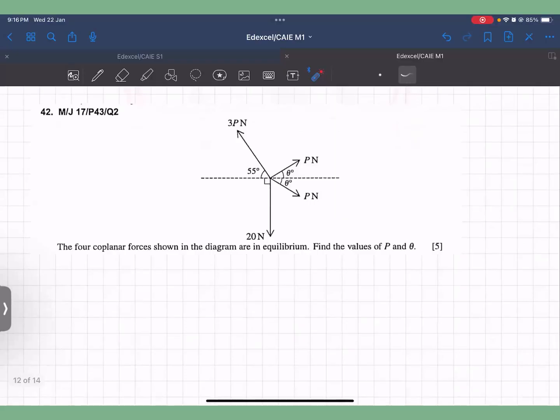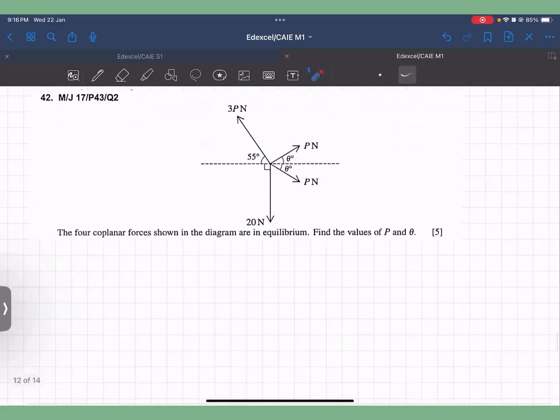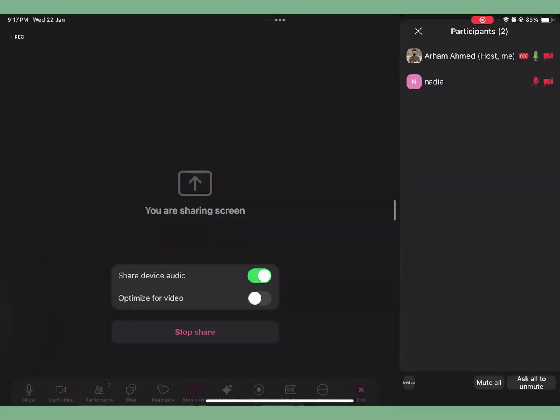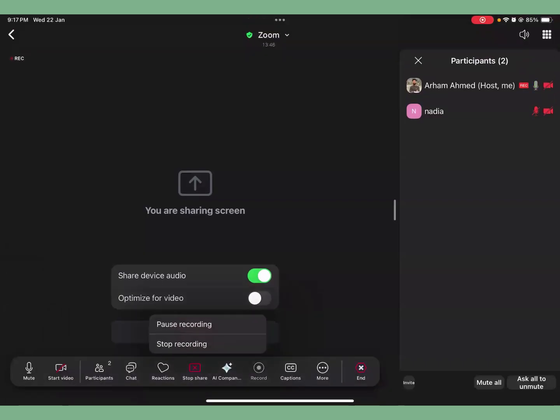The 4 coplanar forces shown in the diagram are in equilibrium. So this is very similar to the last one. Do you want to try this one? Okay, try this one. I'll give you 10 minutes. Give me the answer for P and theta. I'll pause the recording, and then give me an answer, and then we'll resume. This is a very repetitive question, so let's see if we can do it. I'm pausing the recording.